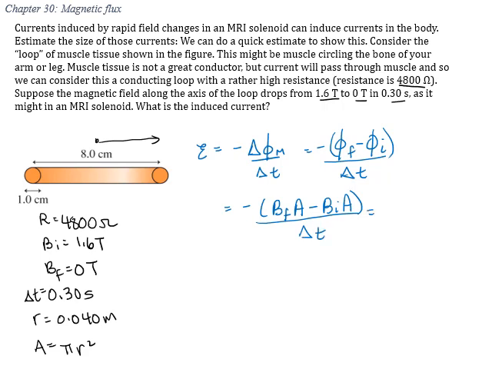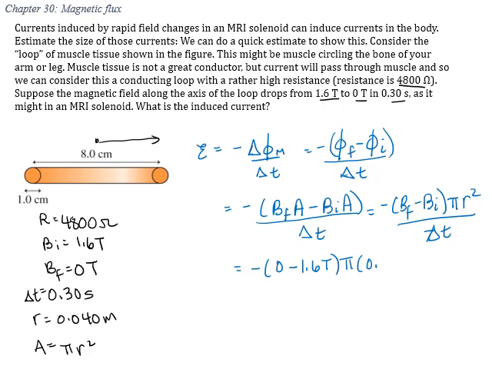We take our area outside, minus B final minus B initial times pi times r squared over delta t. Okay, we can put our numbers in here now. Minus 0 minus 1.6 teslas times pi times 0.04 meters squared divided by delta t, which was 0.30 seconds, gives us an induced potential of 0.0268 volts. Pretty small potential. Got a pretty big resistance, so we anticipate that current's going to be small.